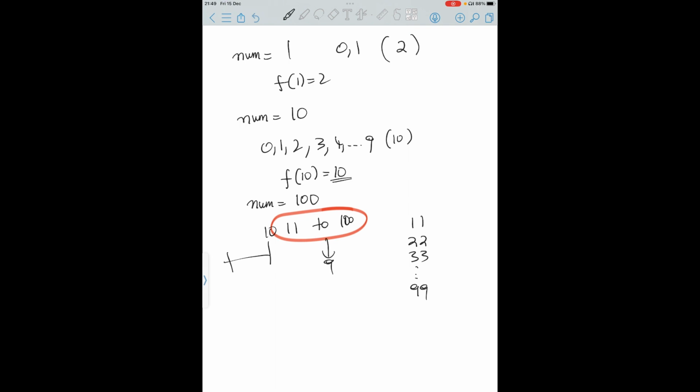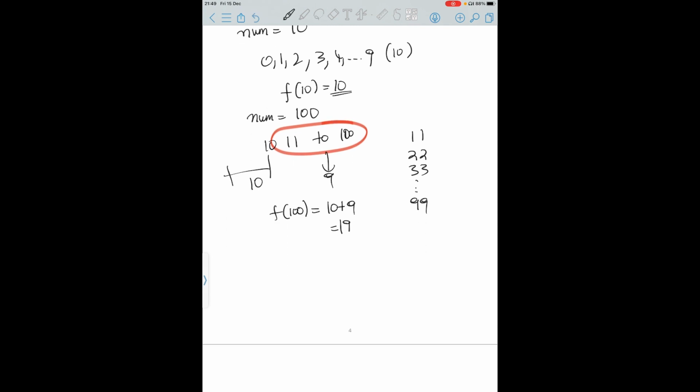Up to 10, there are 10 numbers. From 11 to 100, there are 9 numbers. Up to 100, there are 19 numbers that satisfy the property mentioned in the question. So f of 100 would be 19. Now let's look at 1000.